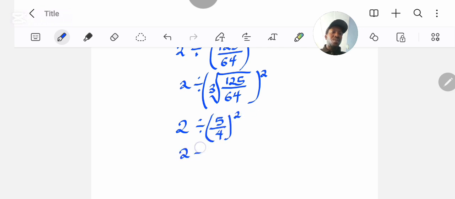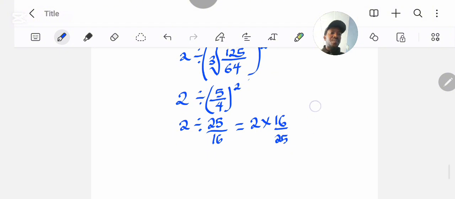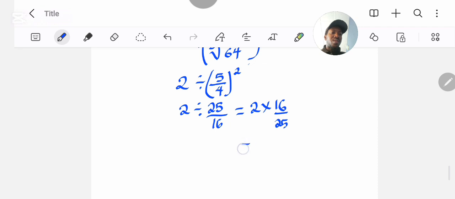And from here we have 2 divided by 5 raised to the power 2 is 25 over 4 raised to the power 2 is 16. And this is going to give us 2 times 16 over 25. And from here, 2 times 16 is going to give us 32 over 25. And here is your answer.